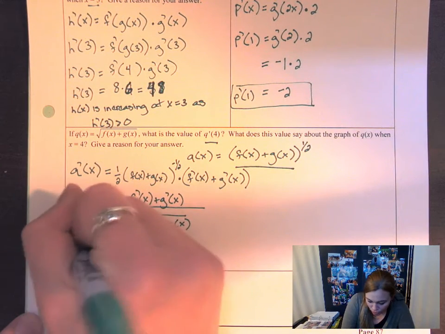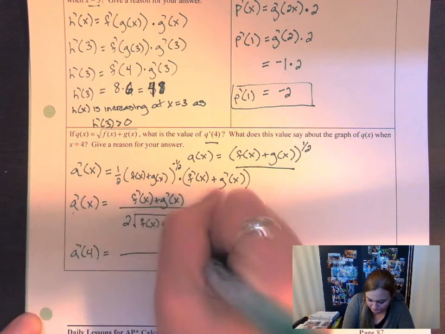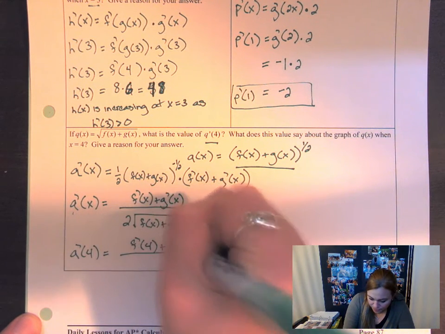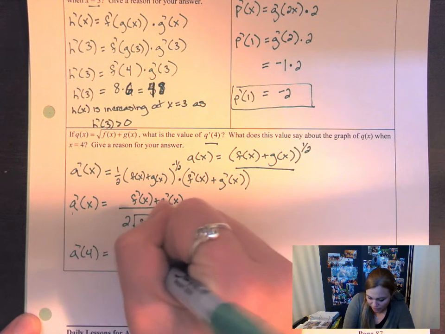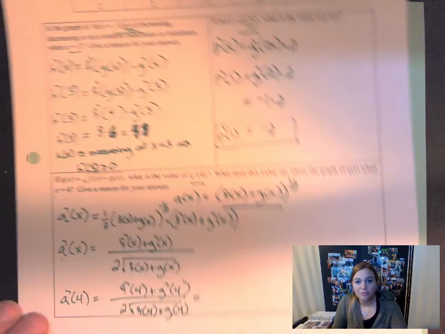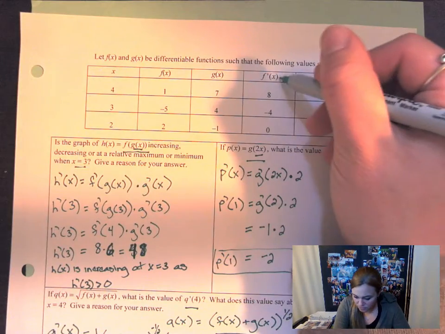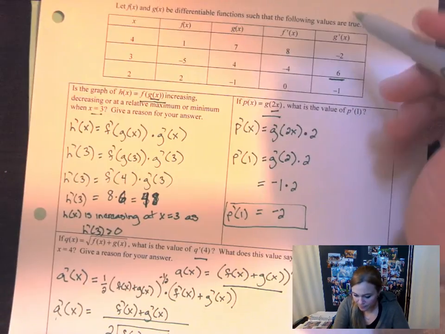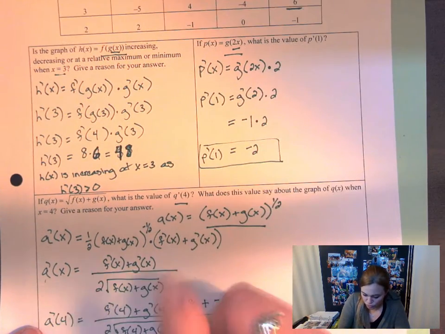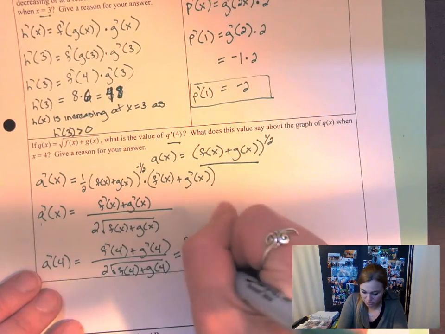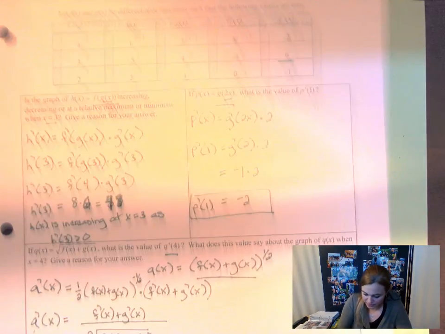Q prime of 4 would be f prime of 4 plus g prime of 4, over 2 square root of f of 4 plus g of 4. F prime of 4 is 8. Can you see it? Nope, there it is. Plus g prime of 4 is -2. F of 4 is 1. G of 4 is 7.